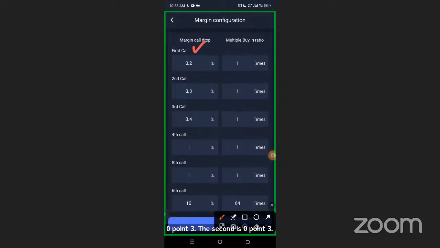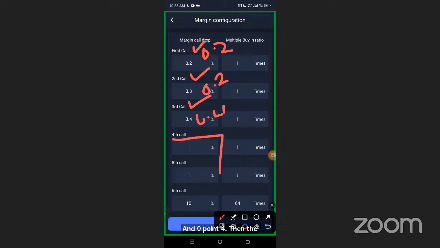The first, and the second plus third, is supposed to be 0.2, 0.3, and 0.4. Then the rest should be 0.5.